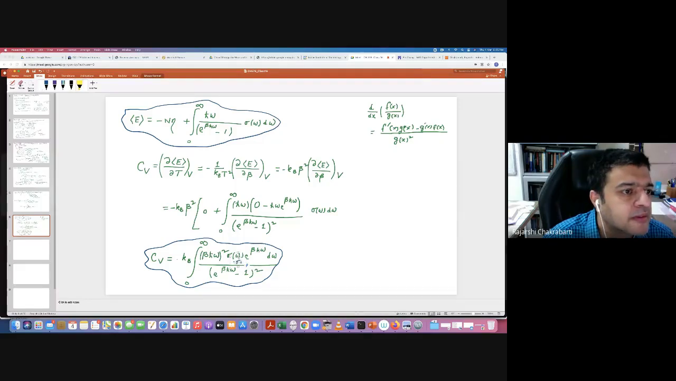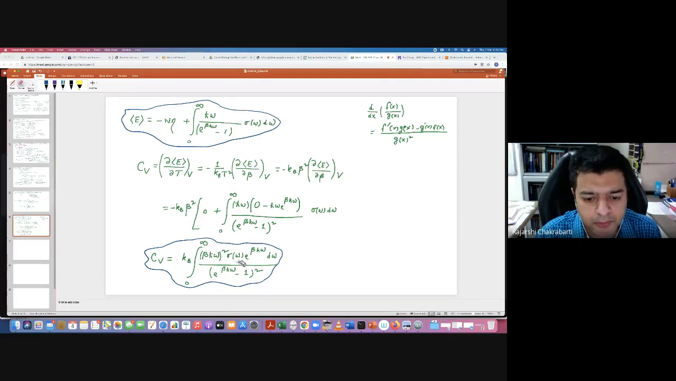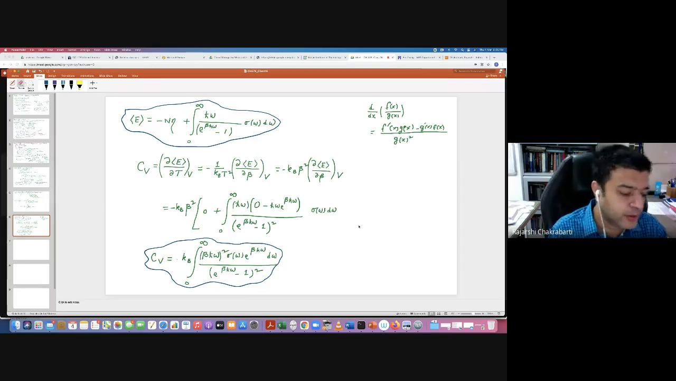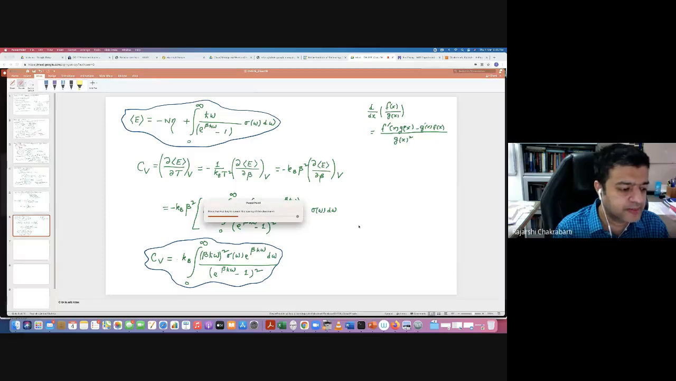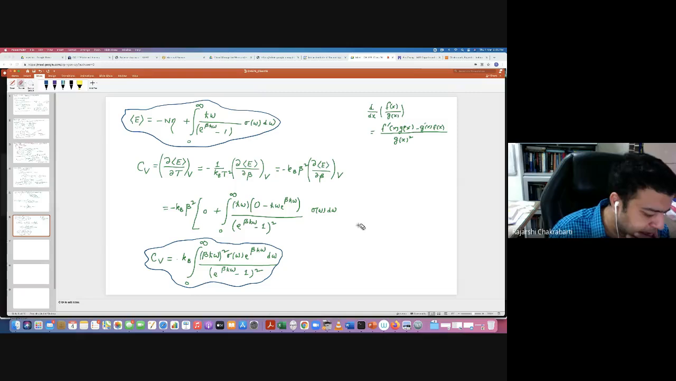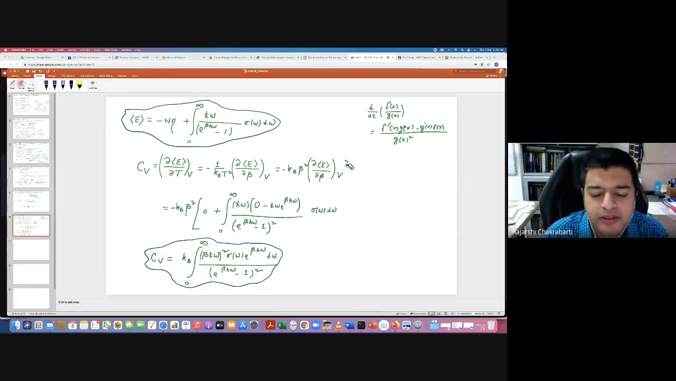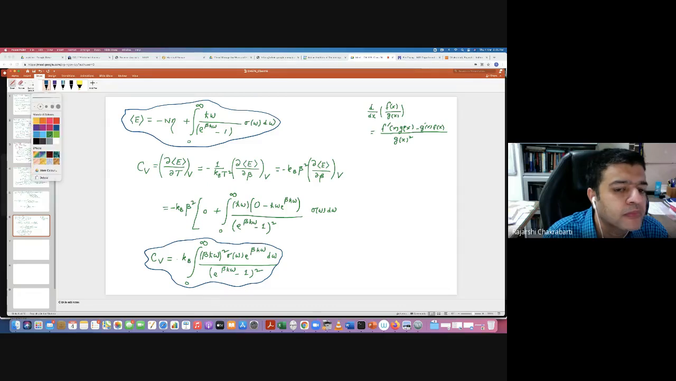So if you give me a prescription to calculate sigma omega, then actually I can calculate heat capacity. As simple as that. But let us see some general statement. One general statement is as follows.